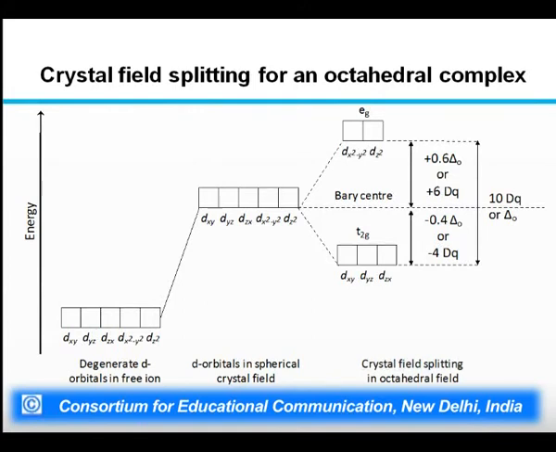So on going from step 1 to step 2, the center of gravity or the barycenter has to be kept constant. Therefore, your eg orbitals would be destabilized by plus 0.6 delta naught and t2g orbitals would be stabilized by minus 0.4 delta naught. And the difference in energy, as I told you earlier, would be delta naught. Delta naught is also given in some books as 10 Dq. If the 10 Dq term is used, then the rise of energy of eg orbitals is plus 6 Dq and the stabilization of t2g is minus 4 Dq.